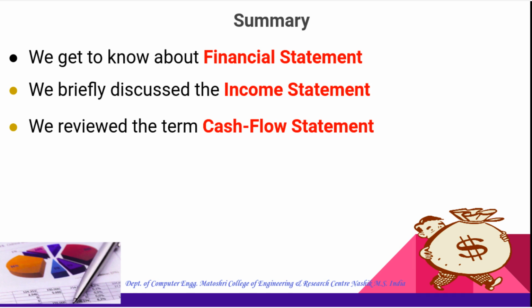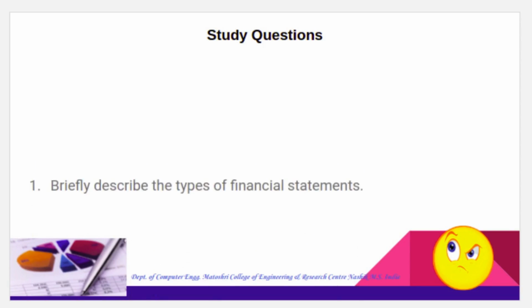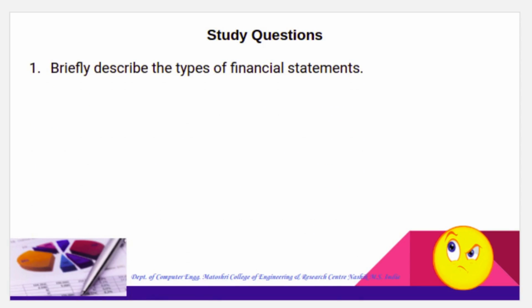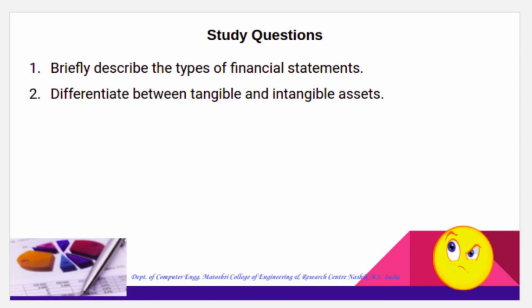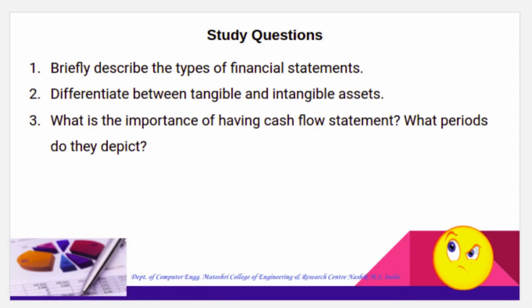This is the last session for the course Information System and Engineering Economics. Next are the study questions based on today's session. Solve the study questions very honestly. The first question is, briefly describe the types of financial statement. The second question is, differentiate between tangible and intangible assets. Then the last question is, what is the importance of having a cash flow statement? What period do they depict?